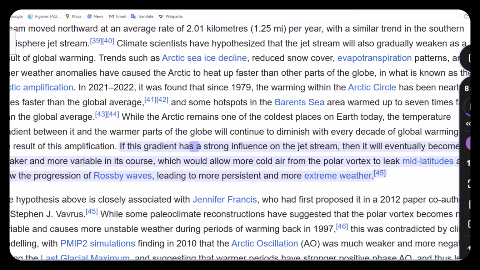If this gradient has a strong influence on the jet stream, then it will eventually become weaker and more variable in its course, which would allow more cold air from the polar vortex to leak to the mid-latitudes and slow the progression of Rossby waves, leading to more persistent and more extreme weather.